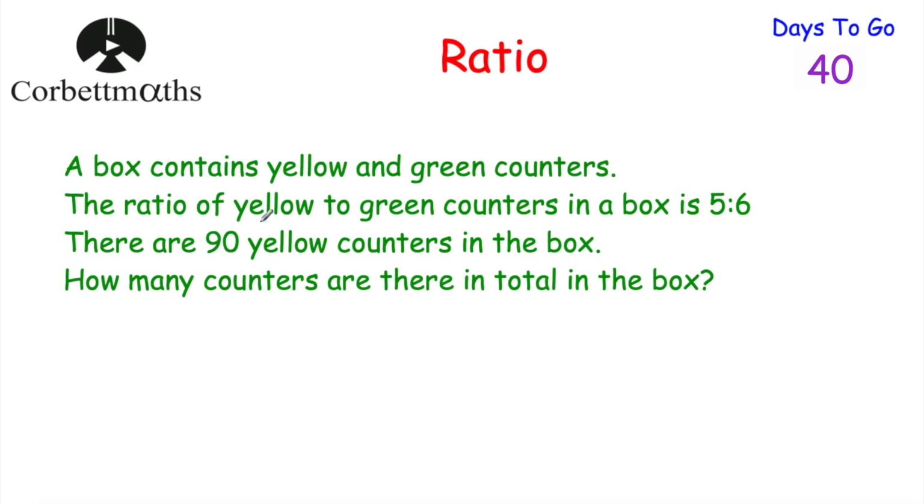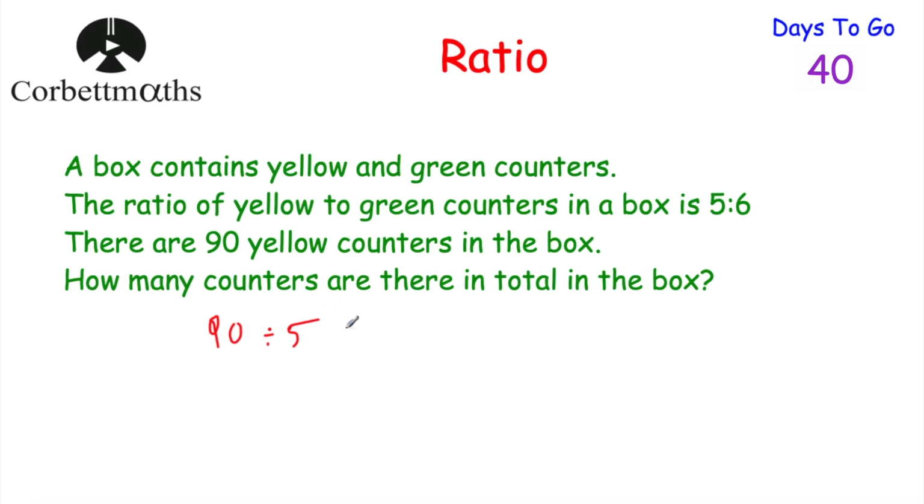Okay, so in this question, rather than being told the total number of counters in the box, we're told there's 90 yellow counters. So we're going to take that 90 and divide it by the yellow number in the ratio, which is 5. Because we know that 5 parts is equal to 90 counters. So 90 divided by 5, the yellow number in the ratio, yellow to green, 5 to 6.